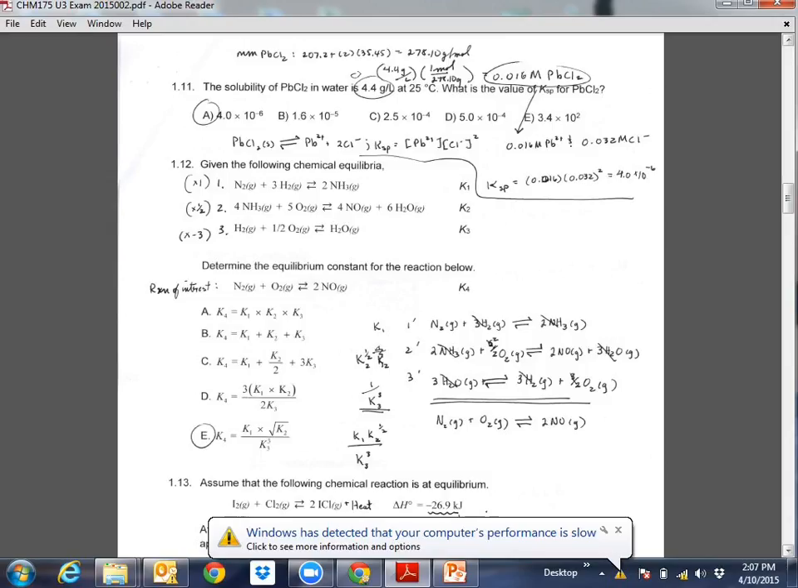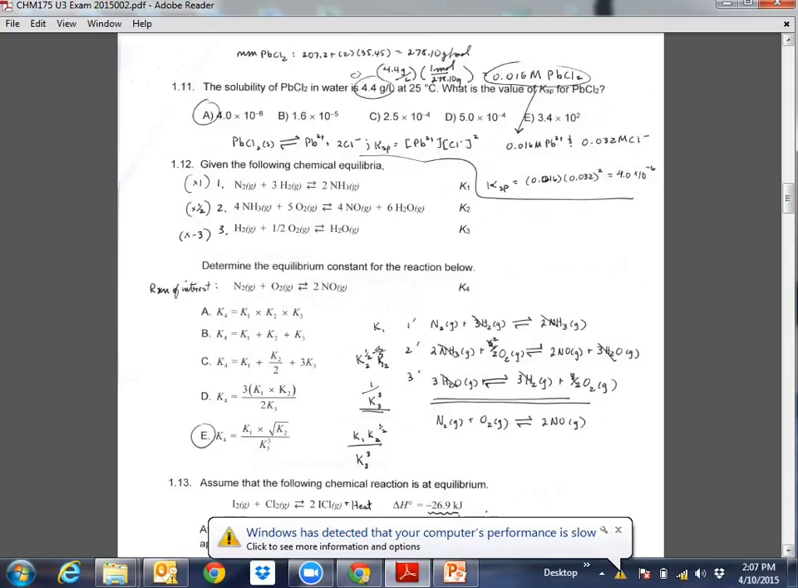So notice when the dust finally settles, it's 0.016 molar in lead 2, and it's twice that, 0.032 molar in the chloride ion. Then we can just go ahead and substitute those concentrations into the Ksp expression. So the Ksp for lead 2 chloride is 4.0 times 10 to the minus 6. So the best answer there is A.